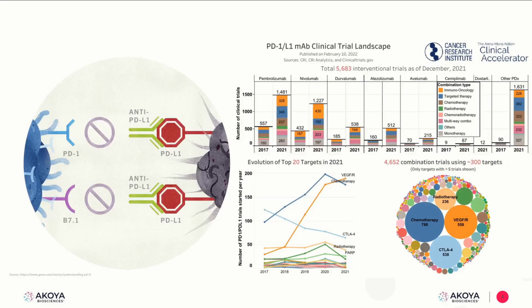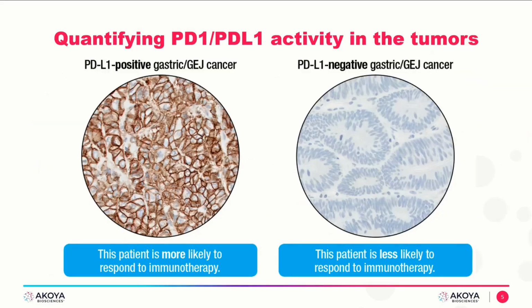And so clinical development of PD-1, PD-L1 agents is at the epicenter of immuno-oncology drug development, with over 5,000 clinical trials as of 2021. But how do we know what patients this works in versus who it doesn't? And what do we look out for when we are guiding patients towards this therapy? There are several assays to make this decision.